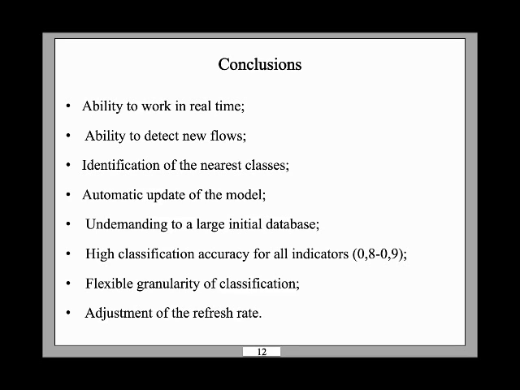The model doesn't require a large initial database because the algorithm can be trained in the process. The model provides high classification accuracy, up to 90% for all indicators. It has a flexible classification granularity due to changes in the distance between clusters and, as a result, the number of clusters. Also, it adjusts the refresh rate of the model depending on the network activity.